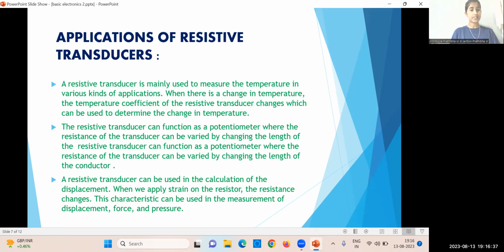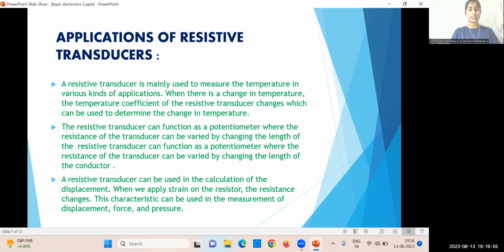A resistive transducer is mainly used to measure the temperature in various kinds of applications. When there is a change in temperature, the temperature coefficient of the resistive transducer changes, which can be used to determine the change in temperature.